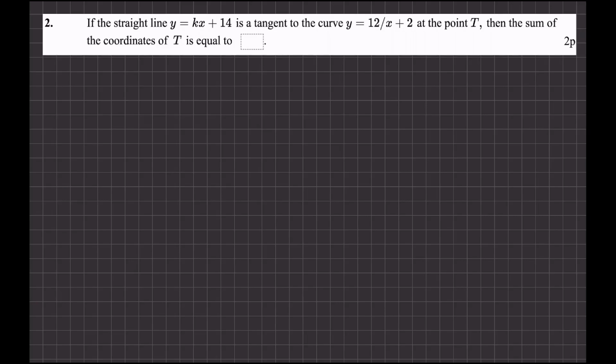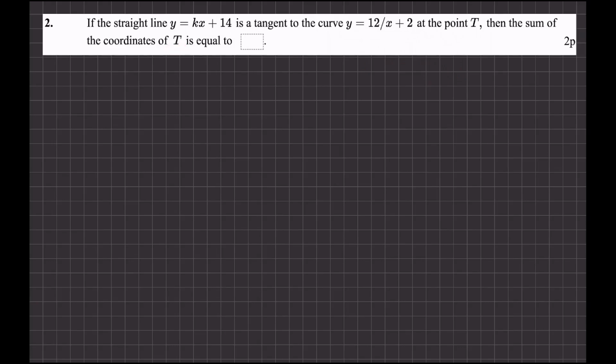Okay, number 2. If the straight line y equals kx plus 14 is a tangent to the curve y equals 12 over x plus 2, so you have to interpret this as 12 over x, plus 2. Be careful, it is not 12 over x plus 2. If they wanted to have that, they would have to put a pair of brackets around that. Okay, at the point T. So we know that this line is tangent to this curve at a point T. We want to again find the sum of the coordinates of the point T.